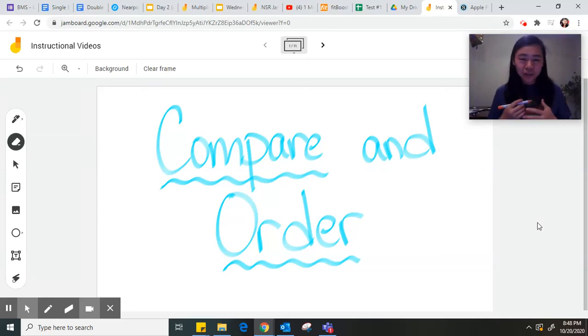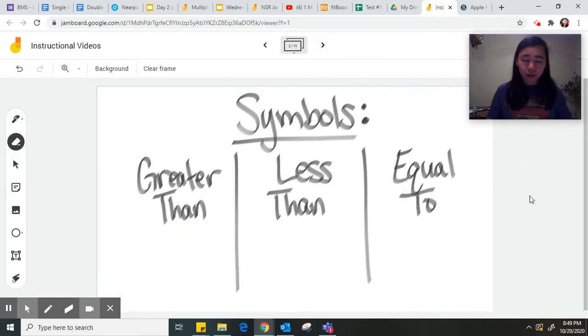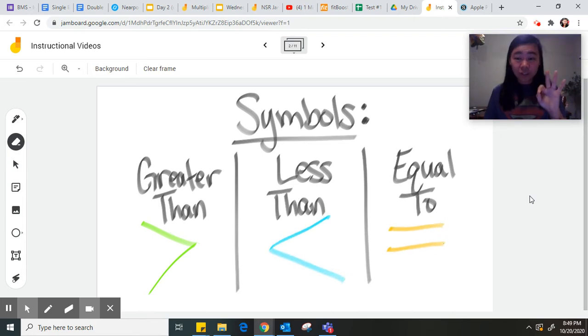Hey guys, so let's talk a little bit about comparing and ordering integers. Now remember, an integer is a fancy word for a whole number, okay? So it doesn't matter if it's positive or negative, all whole numbers are integers. Now when we're comparing these integers, these numbers, there are three different symbols that we can use. Greater than, which looks like this, less than, looks like this, and then we know equal to. Looks like this, all right? So there's three different symbols that we can use: greater than, less than, and equal to.